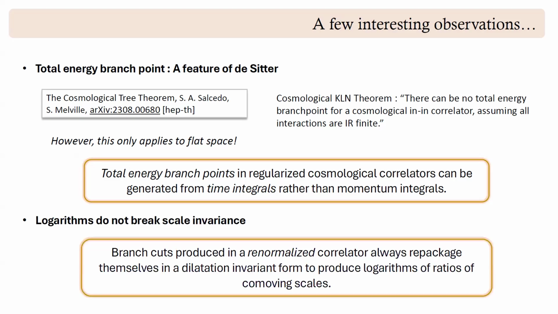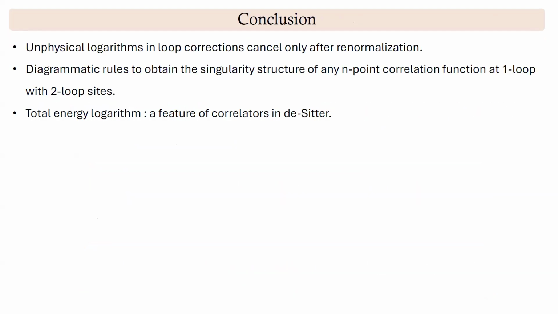And all of the logs that I've talked about, all of the branch cuts that you will produce, they will always repackage themselves as ratios of co-moving scales so that the ultimate answer is dilatation invariant. So I will conclude by saying that only trust renormalized answers, otherwise you end up with unphysical logarithms. And now you have diagrammatic rules to extract the singularity structure of any one loop diagram up to two sides. All you have to do is identify certain subgraphs and the energies entering these subgraphs. And on top of the logarithms that the rules give you, you will also produce a total energy logarithm.